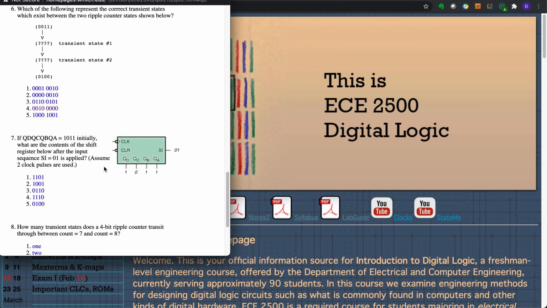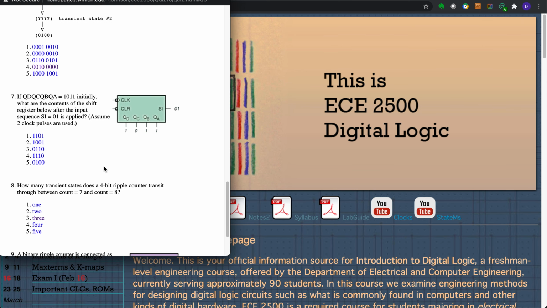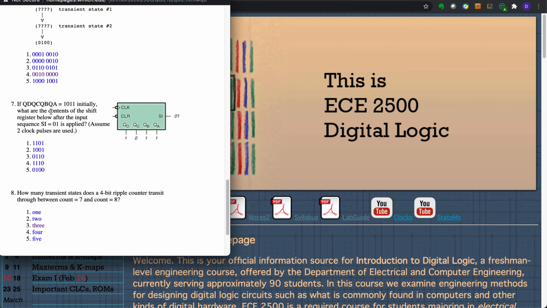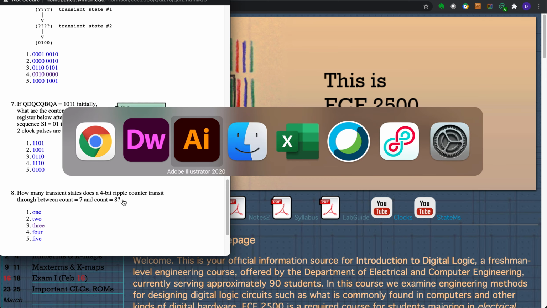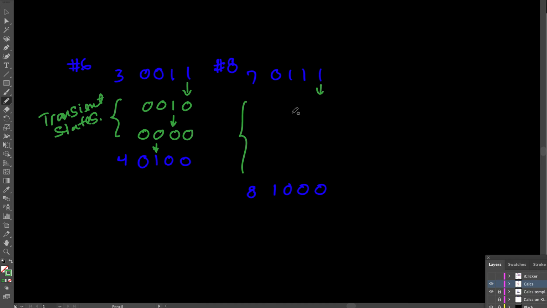The other question that we'd like to look at is similar to that, but instead of asking what those transient states are, it asks how many are there. This does represent a little bit more difficult problem. Let's see how it's done. Here's question number 8. So we're going to go between here and here.